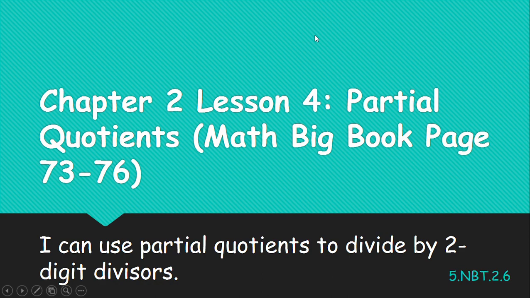Your I can statement, so this is what you're going to be able to complete at the end of the direct instruction after I've taught this. You're going to be able to use partial quotients to divide by two-digit divisors. Now, you've used partial quotients in 4th grade, so this is kind of like a refresher. So we're going to know how to move on.